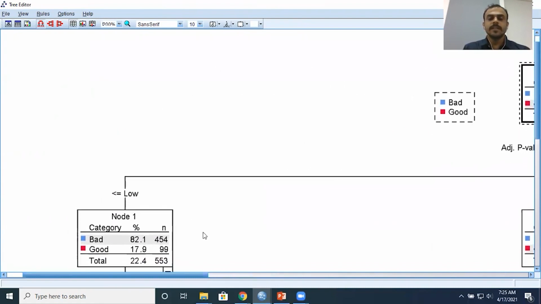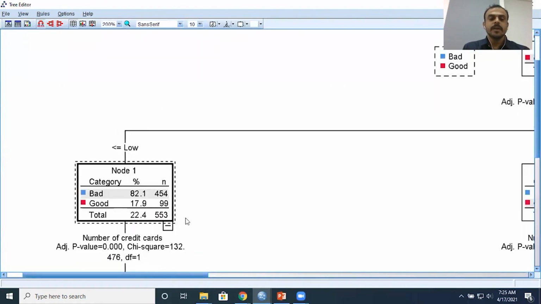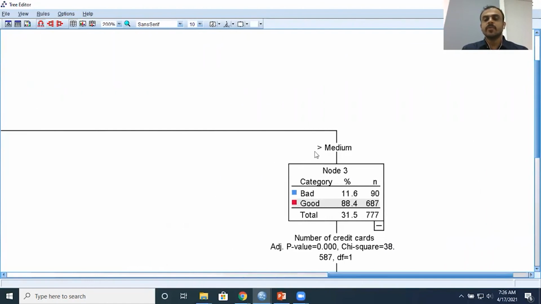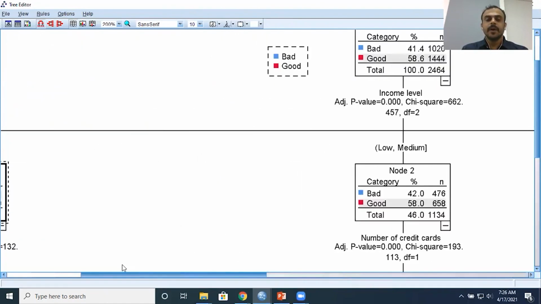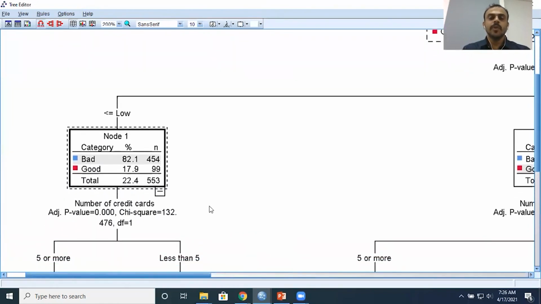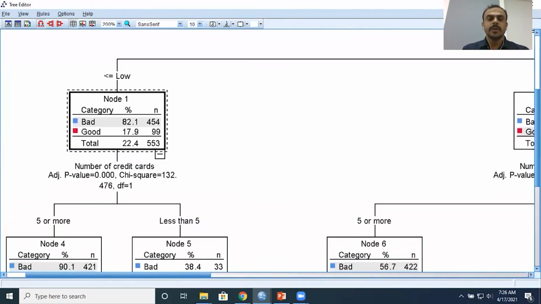Now, when you look at this particular variable, look at the low income class. If I scroll to the right side, you have the medium income class. To the extreme right, you have the high income class as well, shown as greater than medium. Now, just study the behavior of the low income class. Let me scroll down.